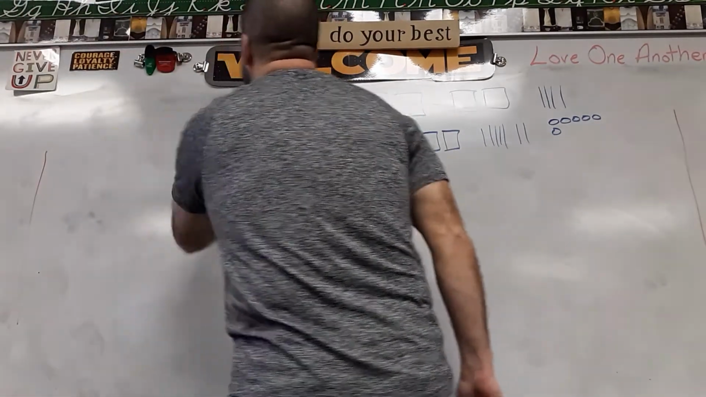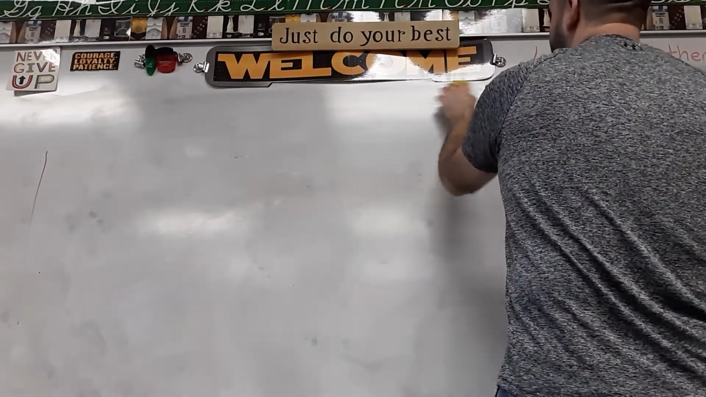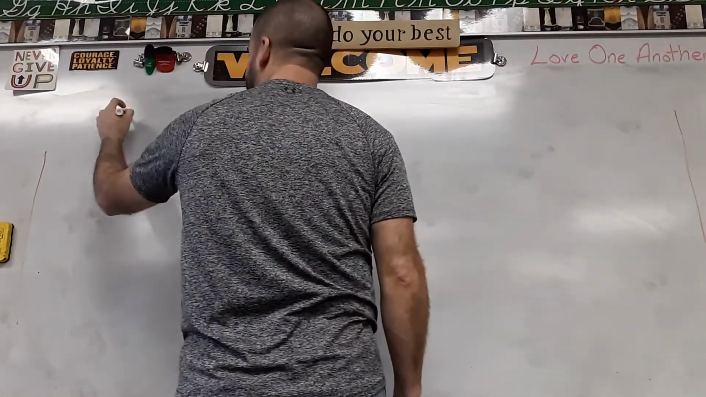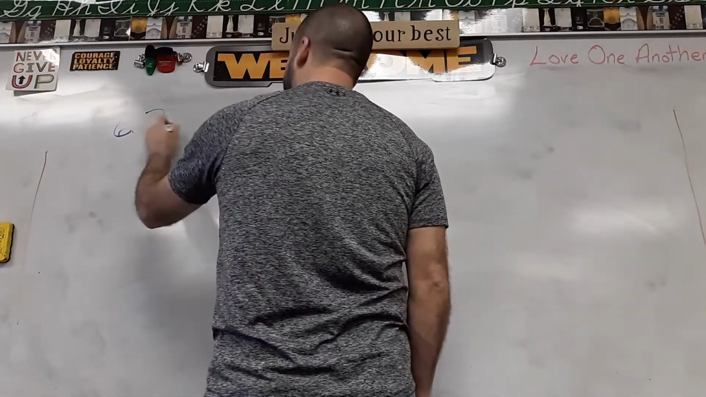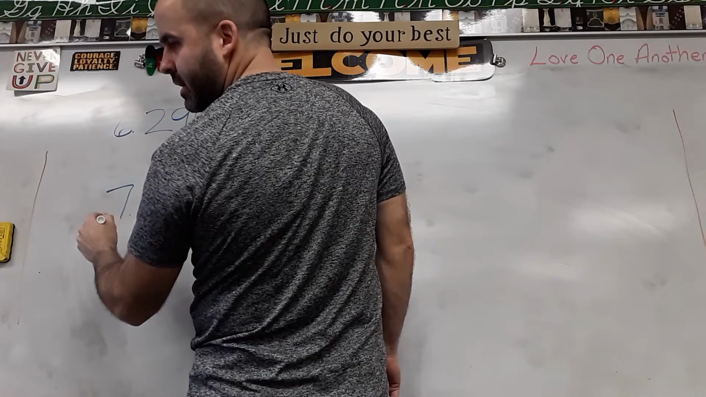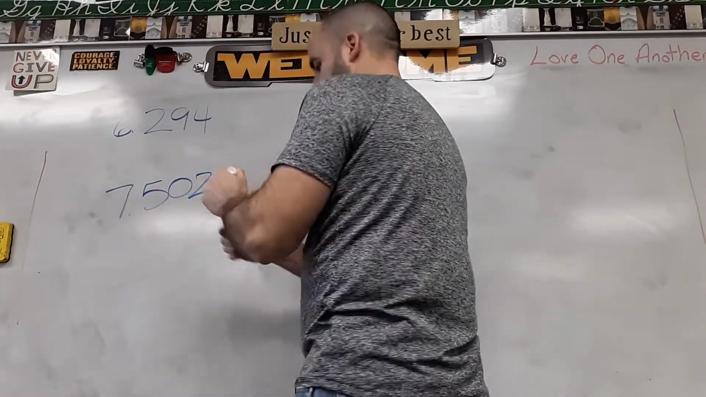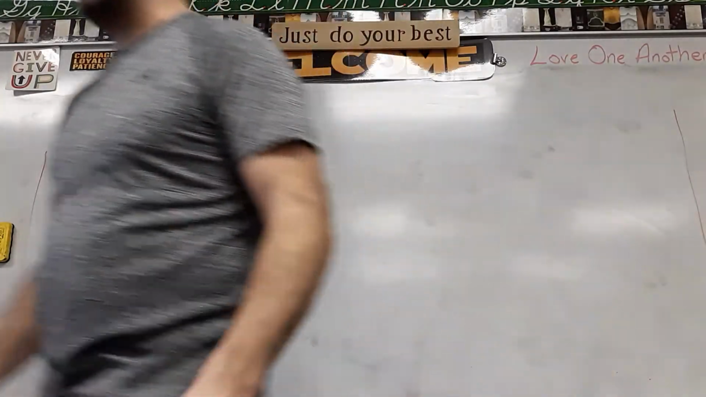I'm going to go ahead and erase the board. So we're ready to go. All right, and we have number 6, which is 294. And number 7, which is 502. Okay, I'm going to look for something. You fix that. I'm going to go off screen for a bit. You guys can take a look at this.